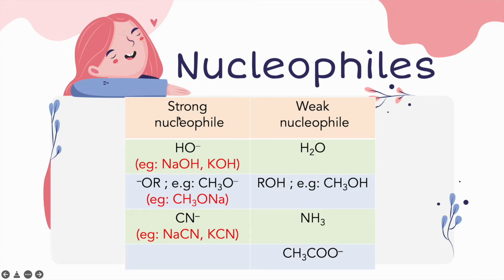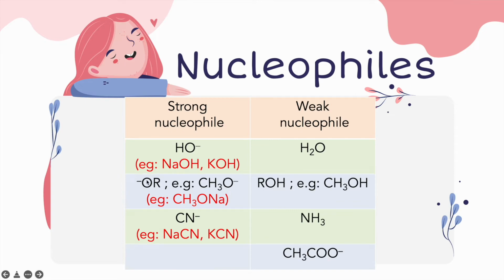Nucleophiles can be divided into strong and weak nucleophiles. The strong nucleophiles are OH minus, for example, in NaOH or KOH. Weak nucleophile, water. And then OR negative, for example, CH3O negative. So R can be any carbon or alkyl group attached to O. For example here, the R is CH3. And then the weak nucleophile, ROH, where R is any alkyl group, for example CH3OH.